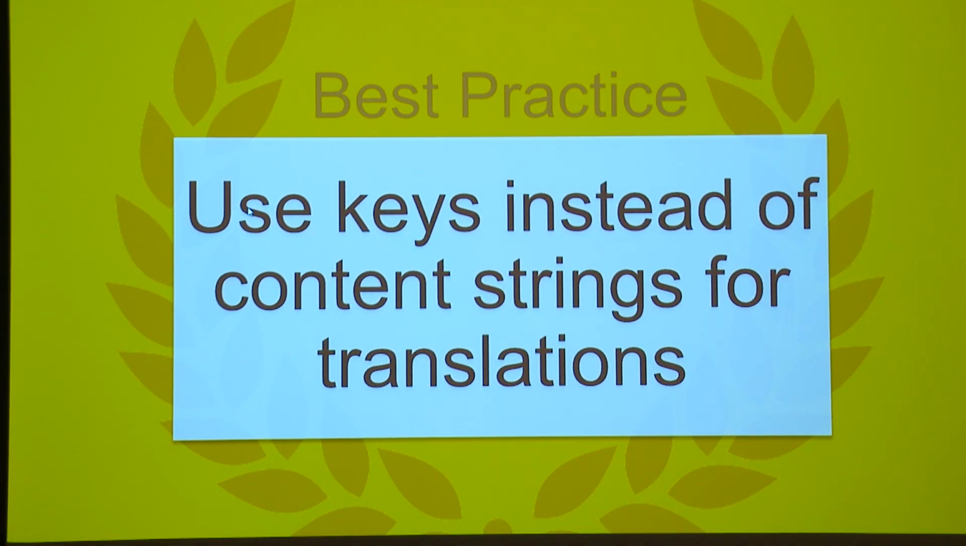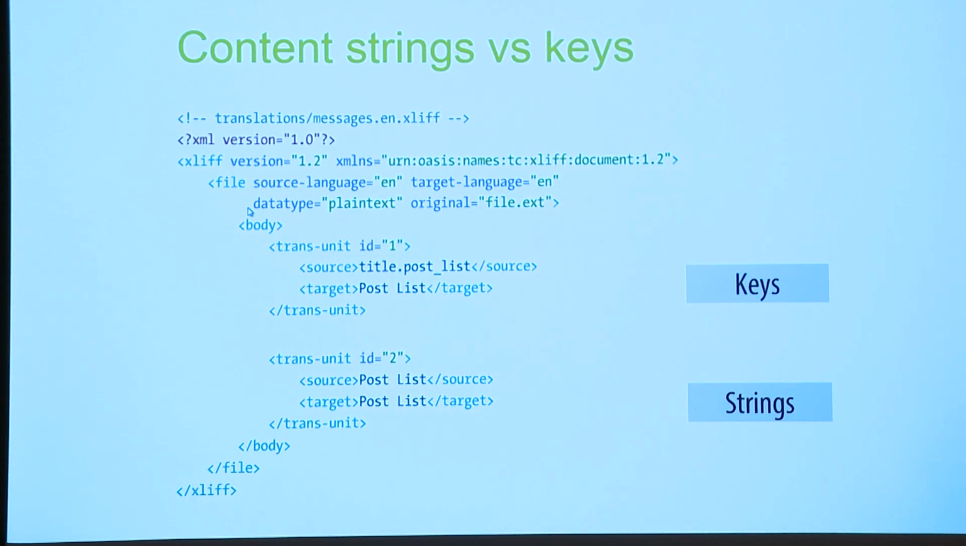Use keys, abstract keys, generic keys, instead of English. So the example is this one. On the top, we have title.post_list. This is a key. You can, by name, know what it is. You could also do post list, which is the actual value that you have by default, okay?